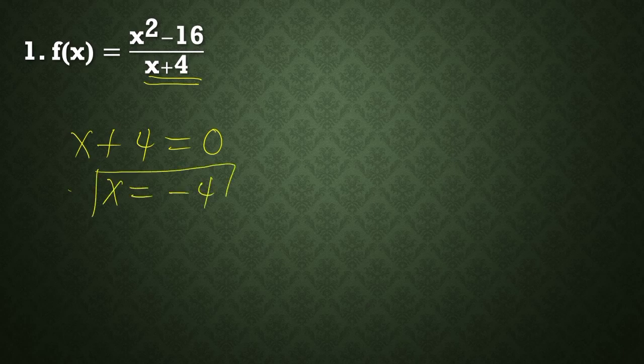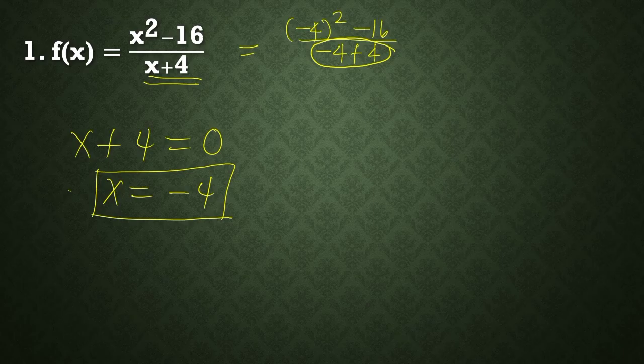So yung nakuha nating value na negative 4, check lang natin. So dito ay substitute natin siya. X squared magiging negative 4 squared minus 16 all over negative 4 plus 4. So as you can see, negative 4 plus 4, the answer is 0. So since ang ating denominator ay 0 na, ibig sabihin, magiging undefined ang sagot. So what will be the domain of the given function? Paano natin siya isusulat using set builder notation?